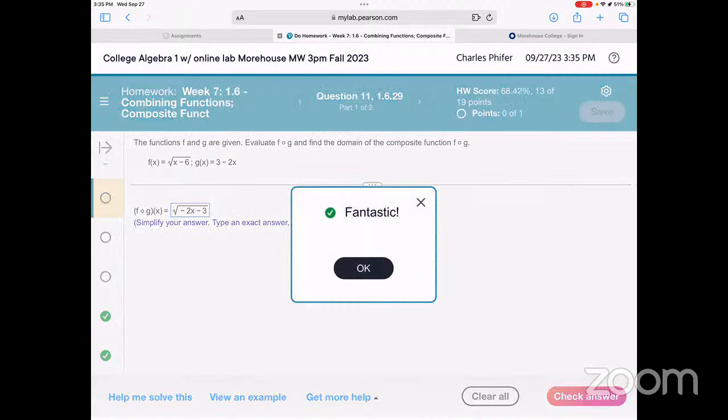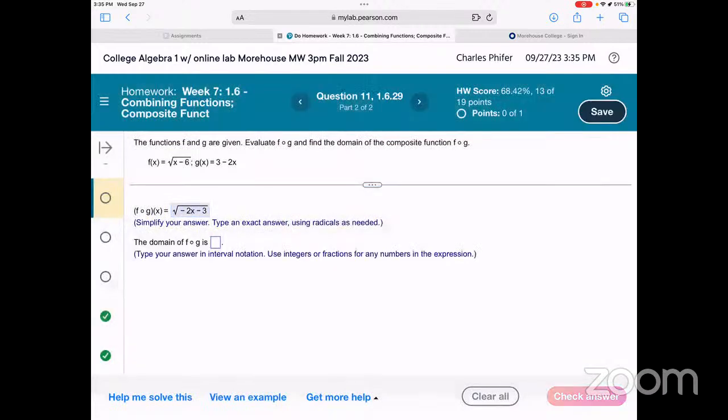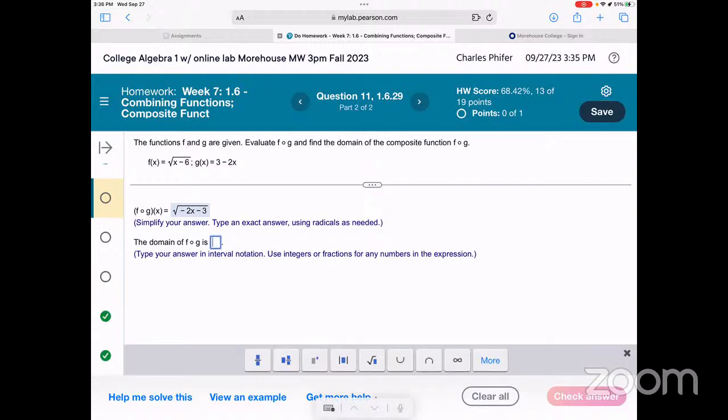Okay. So for finding the domain of a composite, first we find the domain of the inside function. That domain is all reals from g. The domain of the simplified, we can't take the square root of negatives. So that radicand needs to be greater than or equal to 0. I'll take some notes here. So we got this negative 2x minus 3 needs to be greater than or equal to 0.